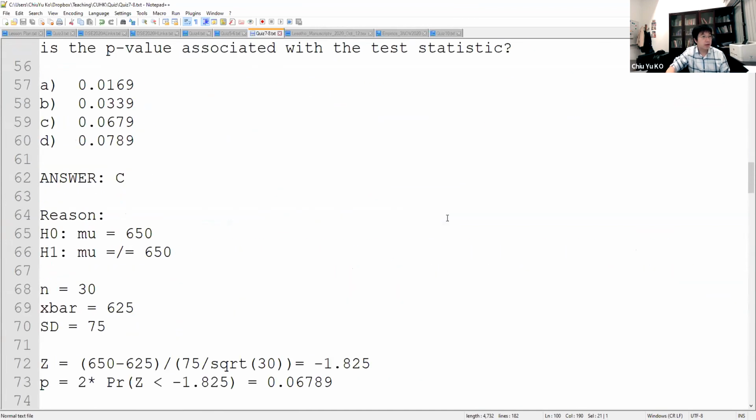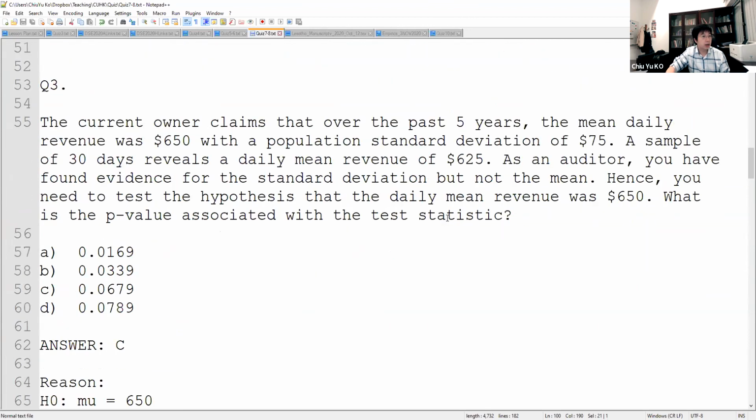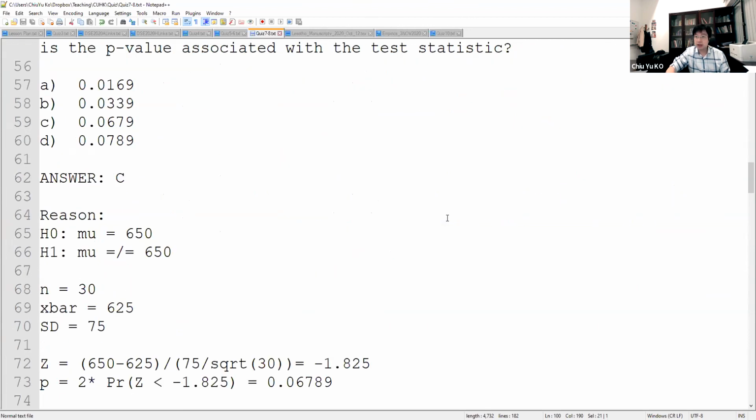Can I explain Q3 again? Why C not D? Why not D? Oh, it's 0.679, so it's not 789. Is it NJ? Is it the question? So the question is why, oh, the answer is 0.678, so it should be C, not D. Is that okay, NJ?